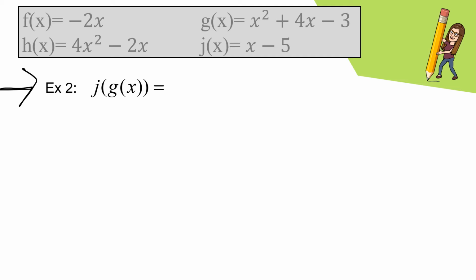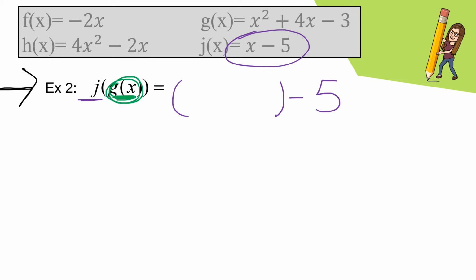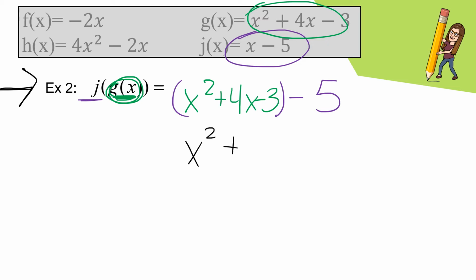So let's start off with j. I need to write j as a function, but wherever there's an x, I'm going to put parentheses. And inside of j, I need to plug in g. So inside of j, where there's a gap, I need to fill in the g function. That's the toughest part of this, because now we're just following our basic PEMDAS rules, simplify, combine what you can. I don't even have any distribution going on here, so I really just need to combine those constants to a -8.